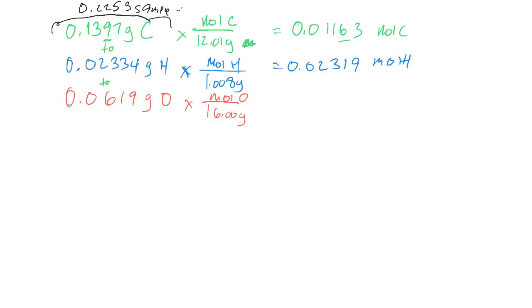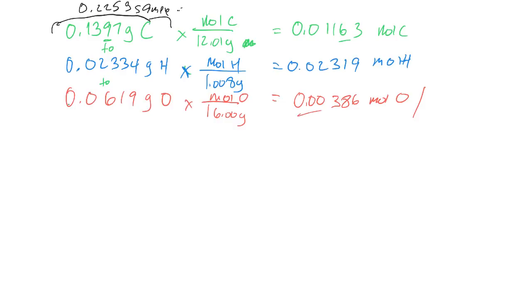And then finally we get 0.00386 moles of oxygen. Okay, so the general step next is divide by the smallest. You won't always get whole numbers, but if we don't get a whole number, then we need to start multiplying these all by a whole number until all three of them are whole numbers. But we're going to see that this works out pretty easily.